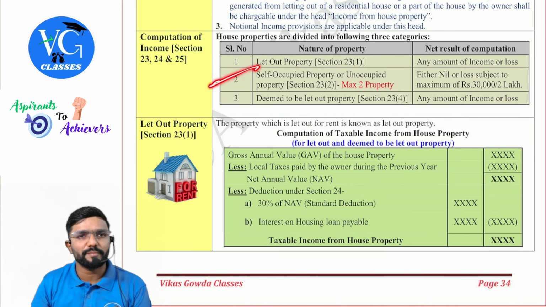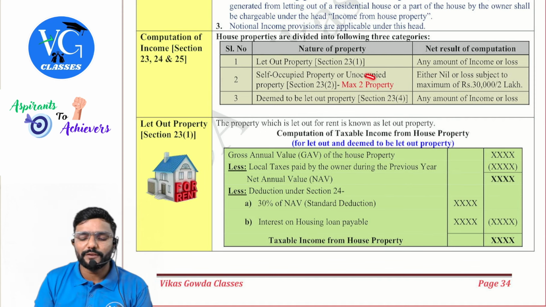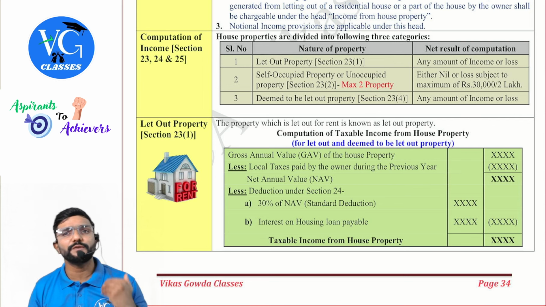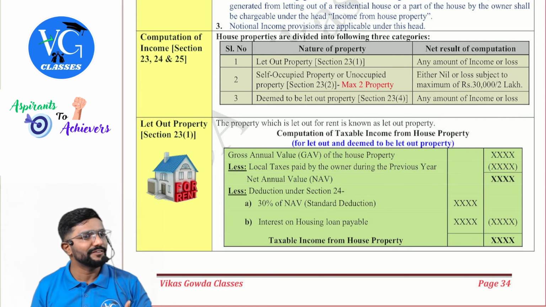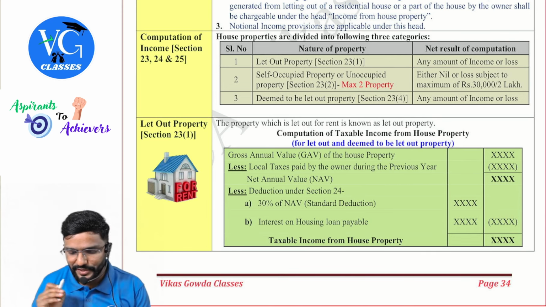Whereas coming to self-occupied property, an individual or HUF can have a maximum of two self-occupied properties. Even if they are using more than two house properties for themselves, a maximum of two will be treated as self-occupied and the remaining are treated as deemed to be let out property, guys.